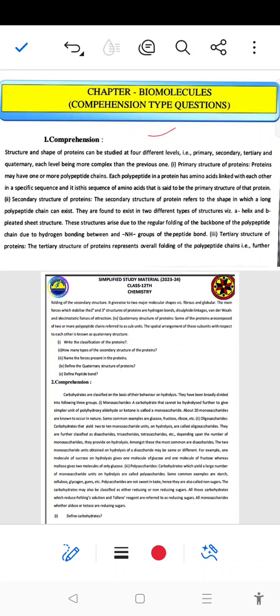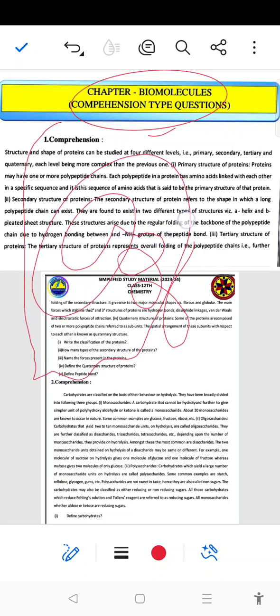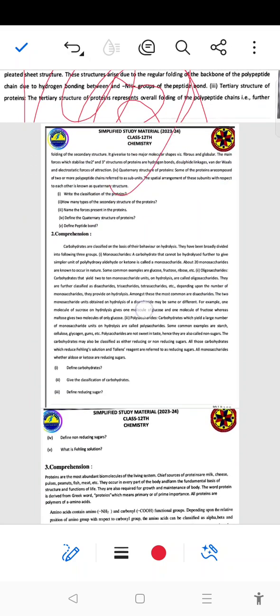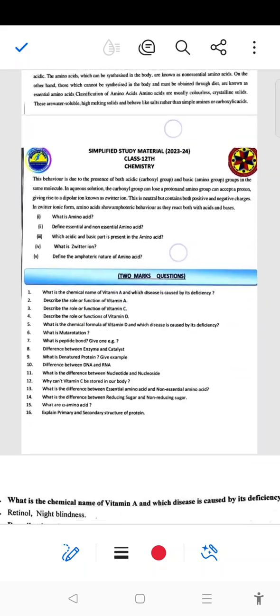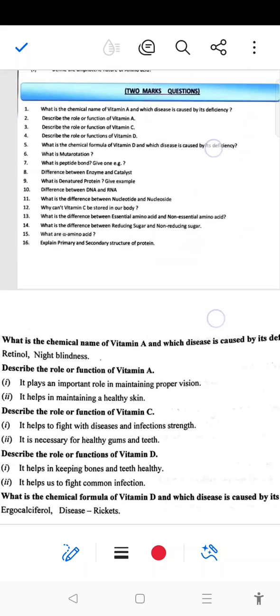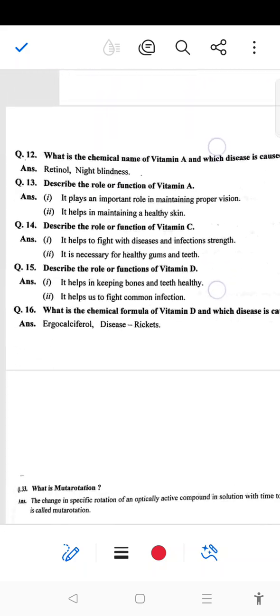Hello dear students, today we are going to discuss the biomolecule chapter of 12th class chemistry. It is totally based upon comprehension paragraph based questions and 2 marks carrying questions. You can easily solve these paragraph based questions. And second, the 2 marks carrying questions. So let's start with the 2 marks carrying questions.